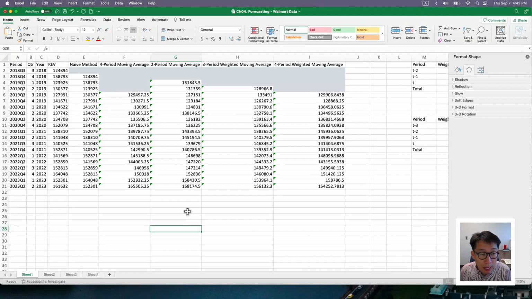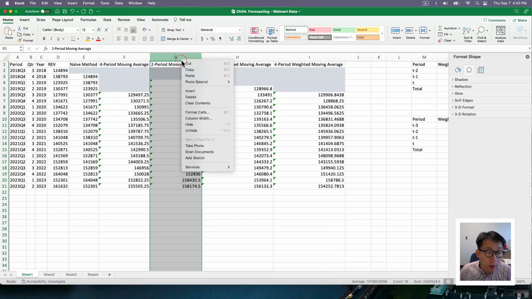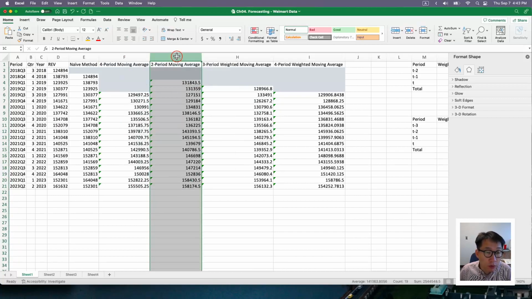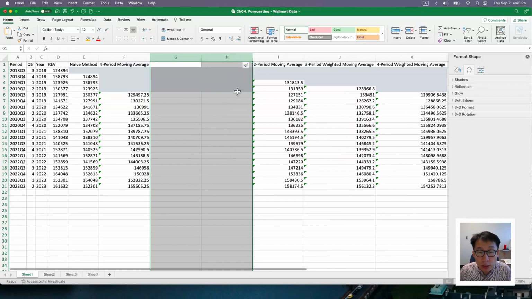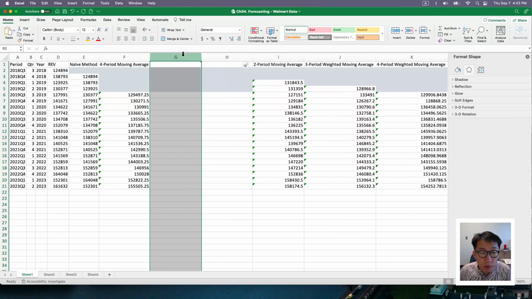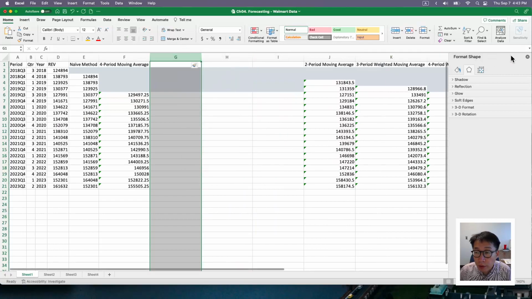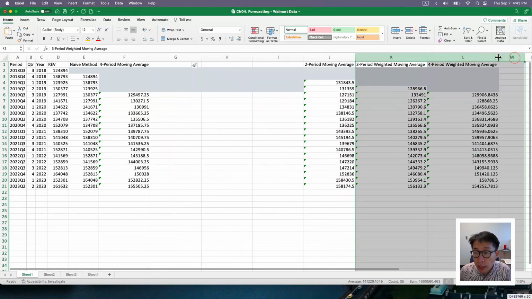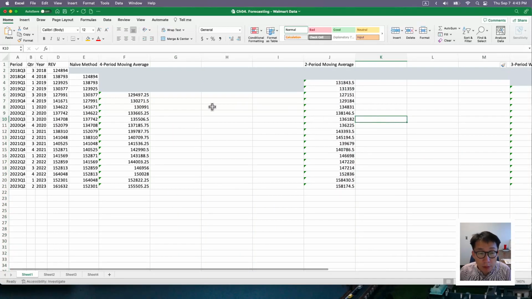To demonstrate the concept, I am just going to compare the prediction between the naive and 4 moving average. I want to compare a 4 period moving average with a 2 period moving average, just to see which period will give you a better forecasting result. So I'm going to insert 3 columns after each one of those techniques, because I'm going to create 3 columns for each.